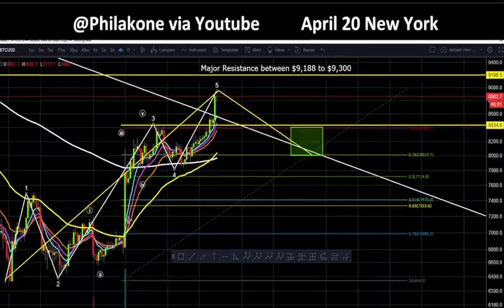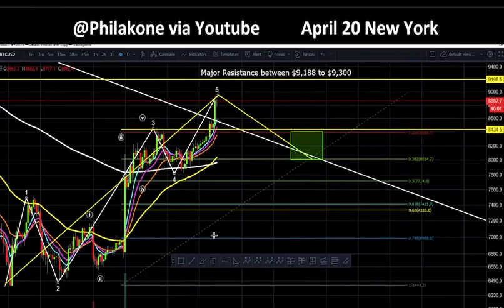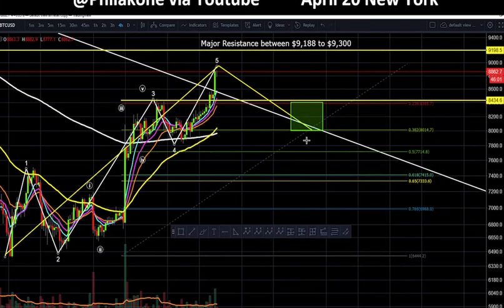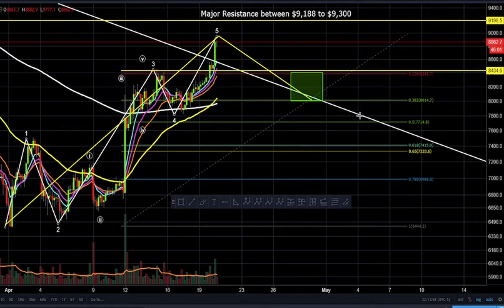So let's go into the candle charts. We have Philakone's prediction. We broke through that resistance, and now it became support, and we've hit the 5th wave. Possibly it's scenario 1, and we're going to slowly retrace back on top of this line into this green box around the 8,000, 8,500 zone right here. He drew his Fibonacci lines.